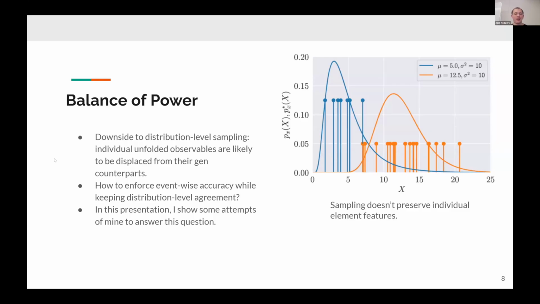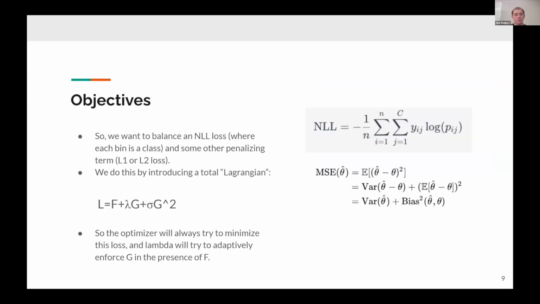So now we come to the problem. The downside to distribution level sampling, which is how you would get predictions from a normalizing flow, is that the individual unfolded observables are likely to be displaced from their gen counterparts, right? Because you are just sampling from a distribution. It doesn't matter if it's analytical or learned, data-driven. You are just sampling. So how do we enforce this event-wise accuracy while keeping our nice, pretty distribution level agreement that I showed previously? In this presentation, I show some attempts of mine to answer this question.